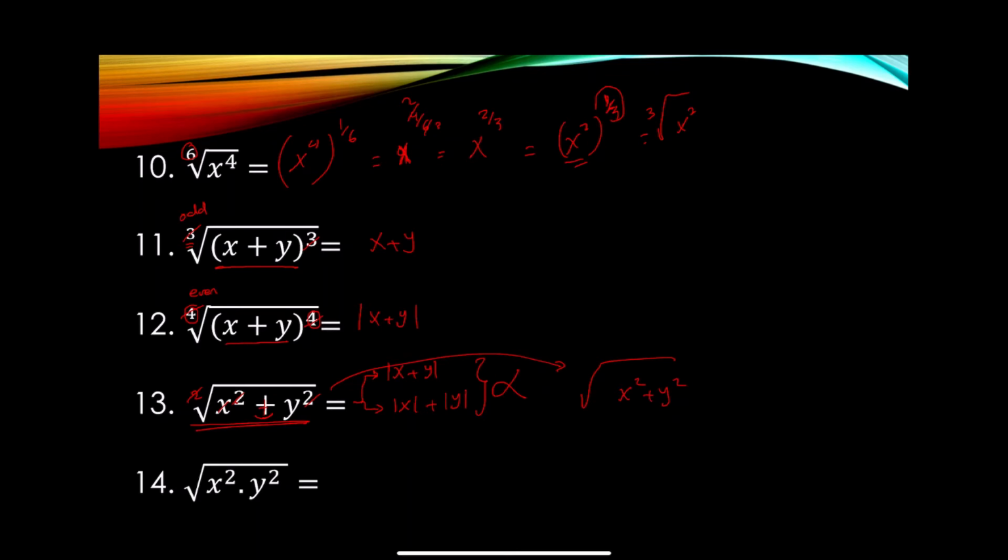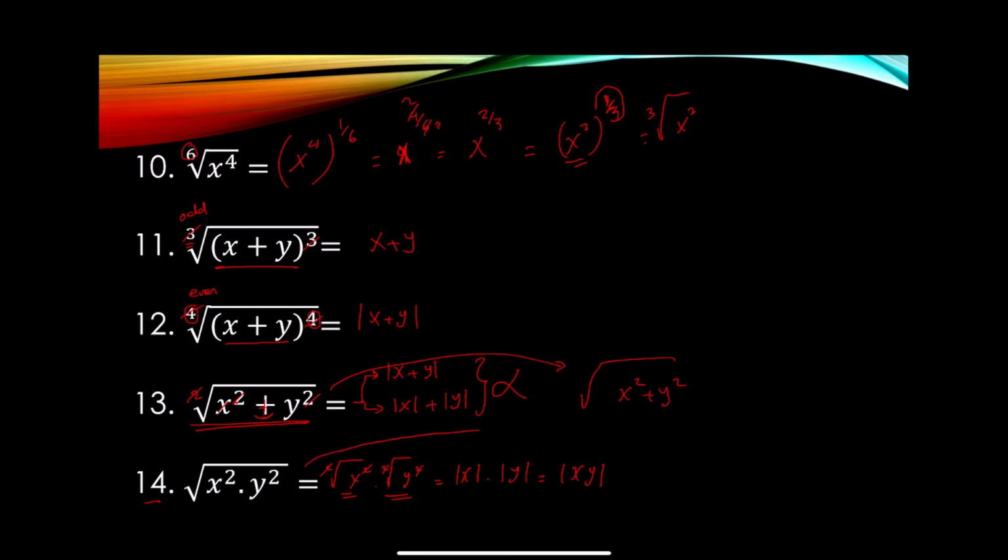If there is a multiplication as in example number 14, in this case, yes, the root can be distributed. So we can do the following, the square root of x squared times the square root of y squared. In this case, yes, we can cancel here and here, and here and here. The answer should be the absolute value of x, and the answer here should be the absolute value of y. And this can be written as the absolute value of xy.